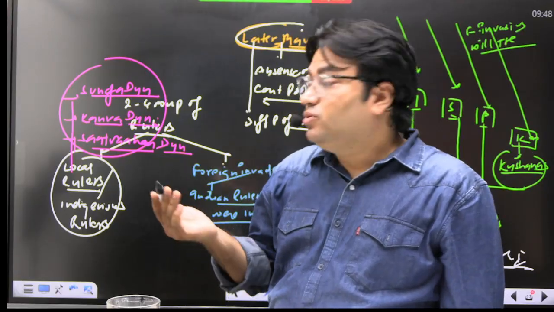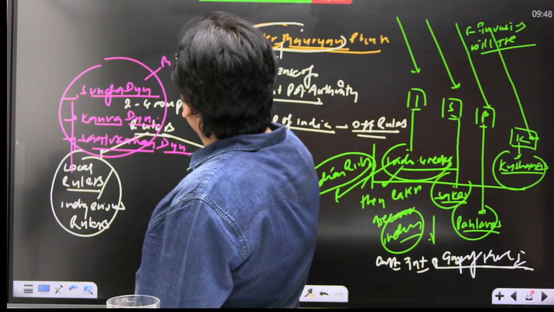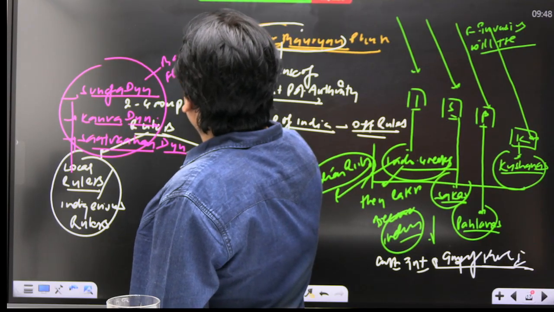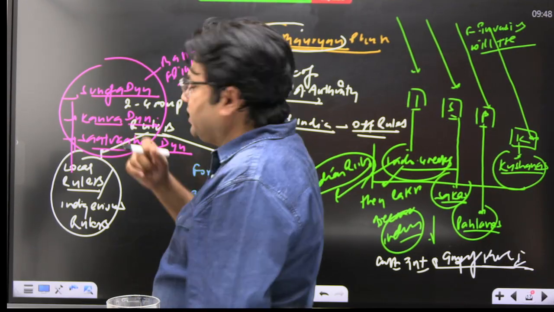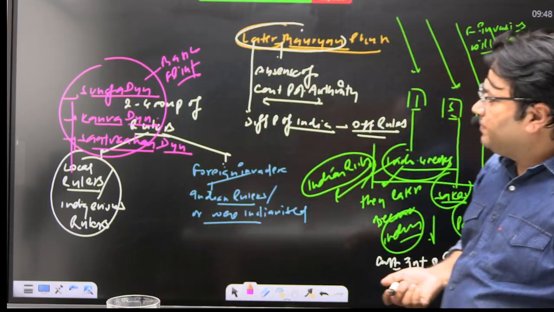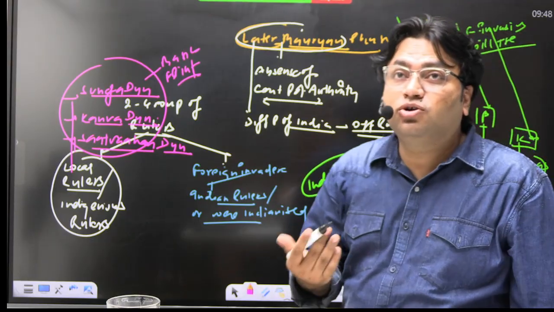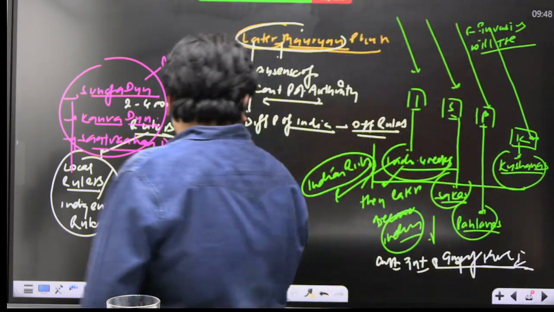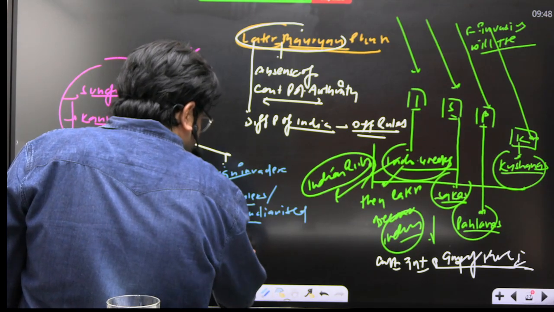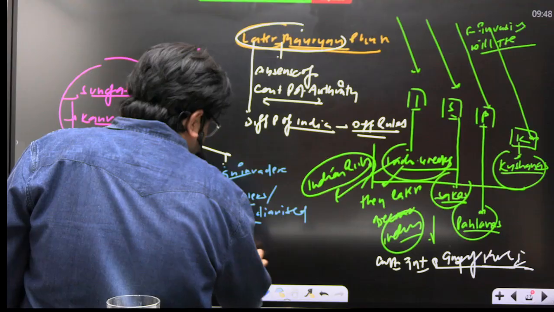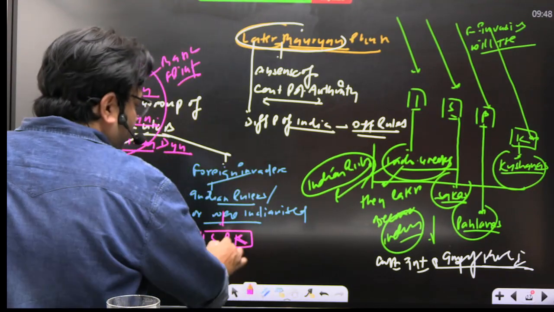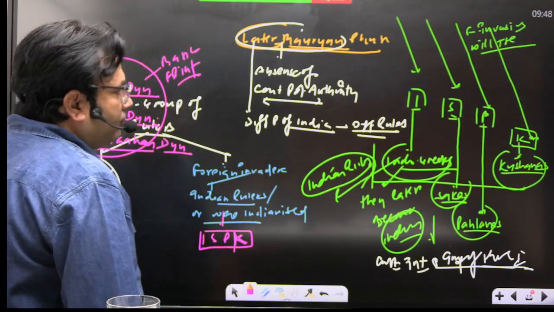So obviously we should know the basic facts and information about these dynasties, and we will discuss this in class: Sunga, Kanva and Satavahana. And what about the group of foreign rulers? These are Indo-Greek, Shak, Pahlav and Kushan. They were also ruling different parts of India.